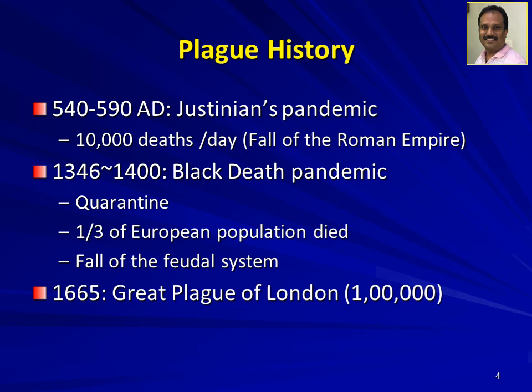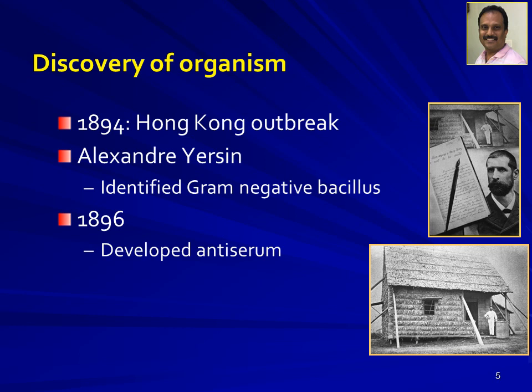The discovery of this organism: it was identified in 1894 during the Hong Kong outbreak by Alexander Yersin, whose photograph you can see on the right side. Alexander Yersin identified this gram-negative bacillus, and in 1896 the anti-serum was developed against this bacterium. Below that photograph you can see the huts. These were the isolation houses or rooms for the people suffering with this disease in those days.